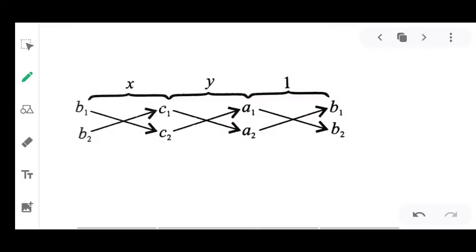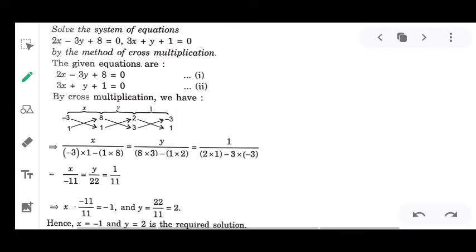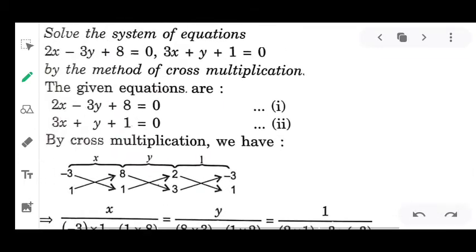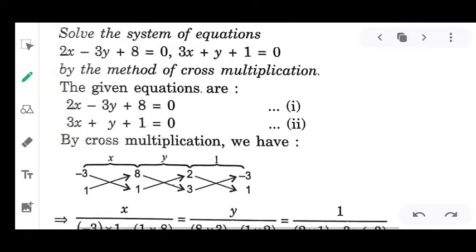Okay, so this is the example. Solve the system of equations 2x minus 3y plus 8 equal to 0 and 3x plus y plus 1 equal to 0. Now write the given equation 2x minus 3y plus 8 equal to 0. It is already in standard form. This is equation 1, and 3x plus y plus 1 equal to 0 is equation 2.